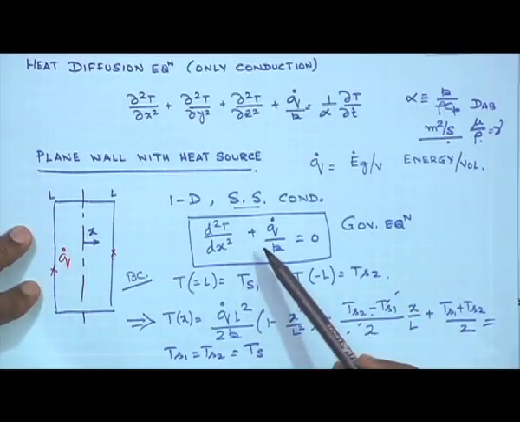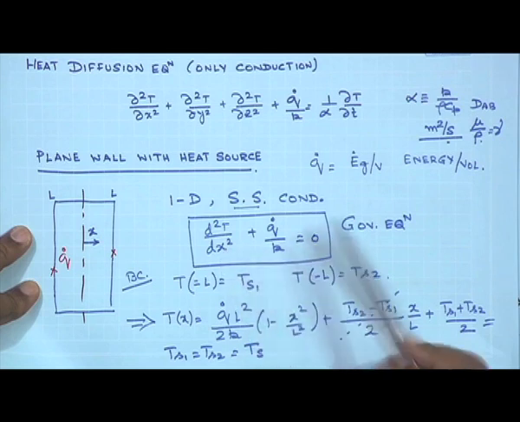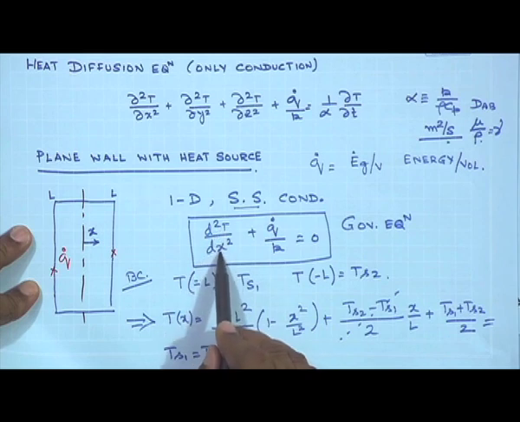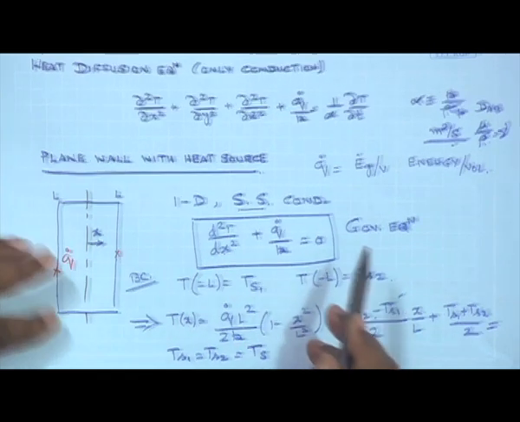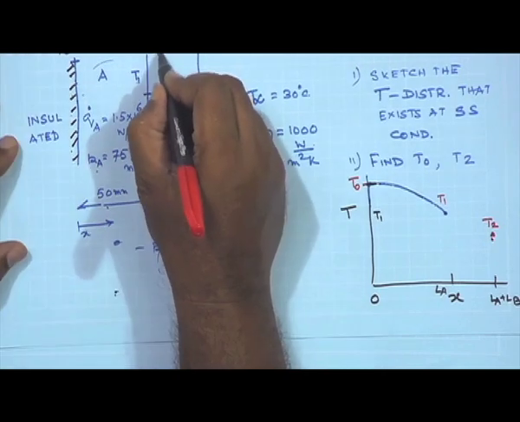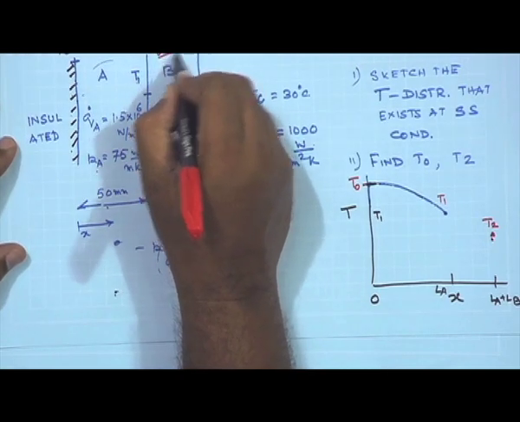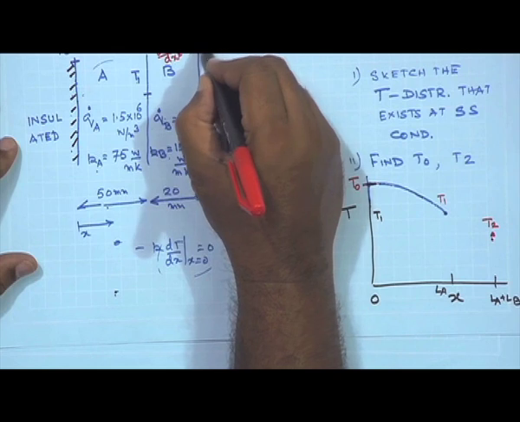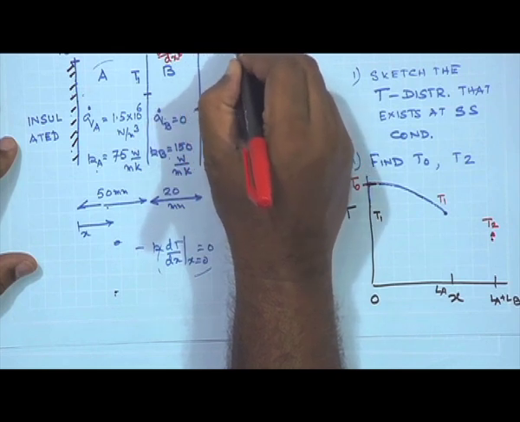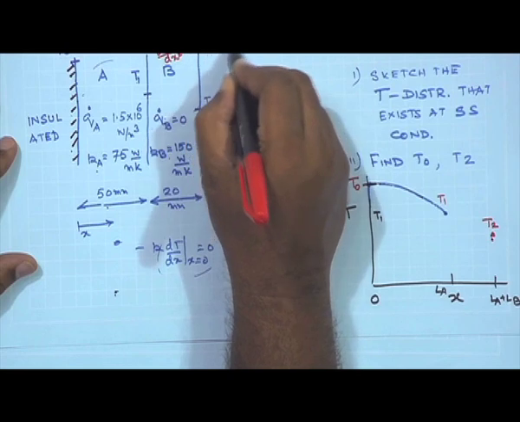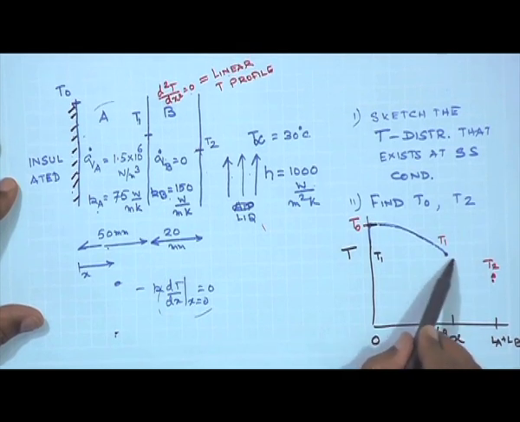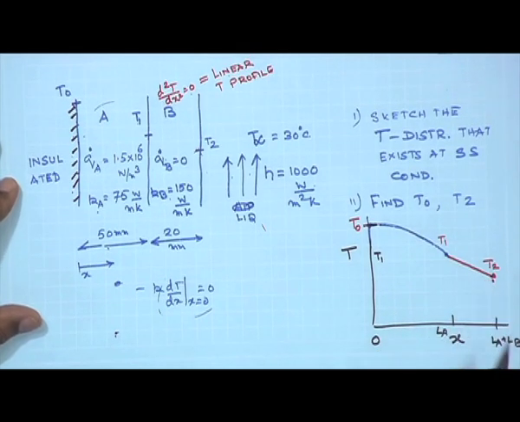So if it's a plane wall with no heat generation, and if you look at the governing equation in this case, then q dot being 0, d2T/dx square would be equal to 0. So the governing equation for this is simply going to be d2T/dx square equal to 0, which would give rise to a linear temperature profile. So the temperature profile in between T1 and T2 would simply be linear.